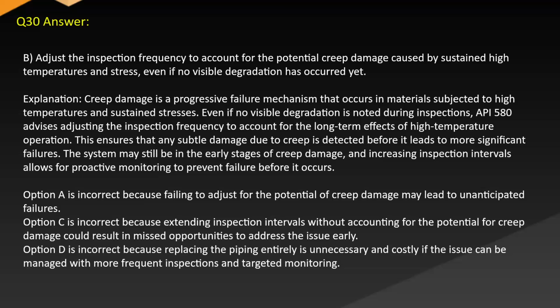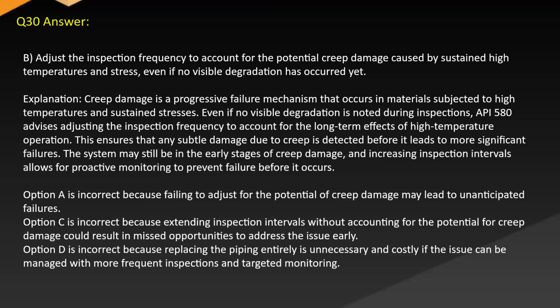Answer: B. Adjust the inspection frequency to account for the potential creep damage caused by sustained high temperatures and stress, even if no visible degradation has occurred yet. Explanation: Creep damage is a progressive failure mechanism that occurs in materials subjected to high temperatures and sustained stresses, even if no visible degradation is noted during inspections. API 580 advises adjusting the inspection frequency to account for the long-term effects of high-temperature operation. This ensures that any subtle damage due to creep is detected before it leads to more significant failures.